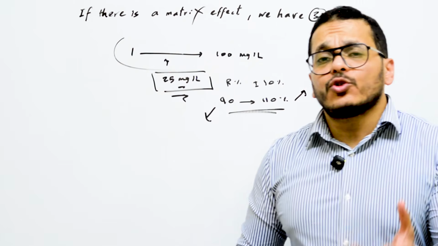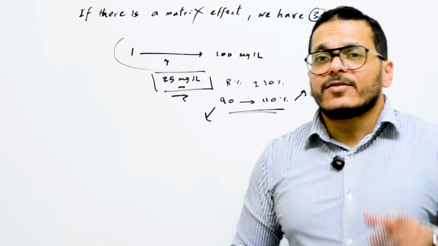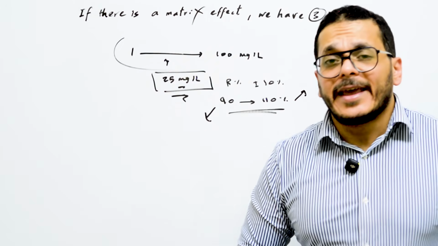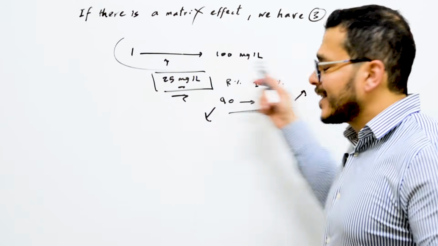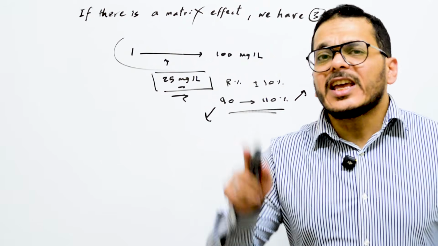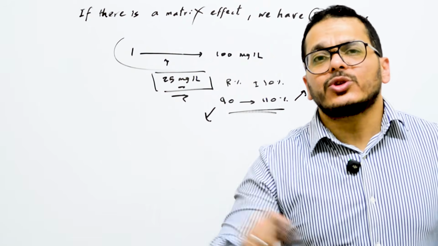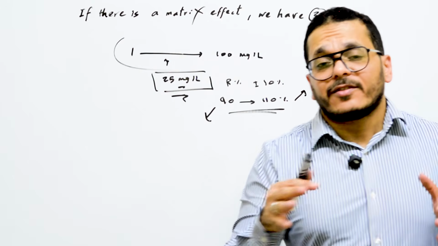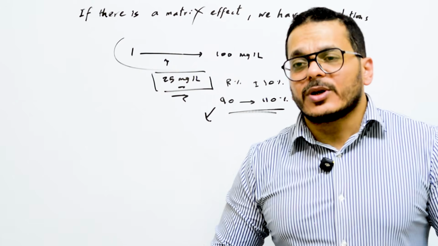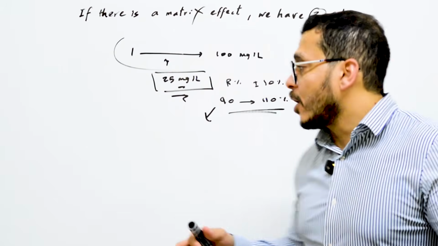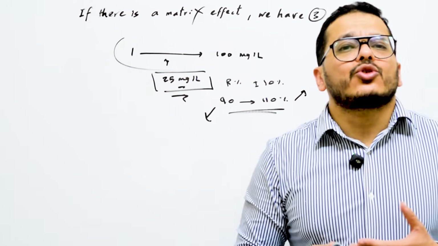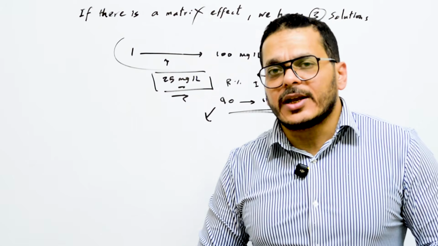But if you find that the verification standard is not accepted, the recovery not within this range, you should prepare the calibration standard again and run, even if the 3 months that you determined are not finished. But if the verification standard recovery was accepted within these 3 months, you don't need to rerun the calibration.